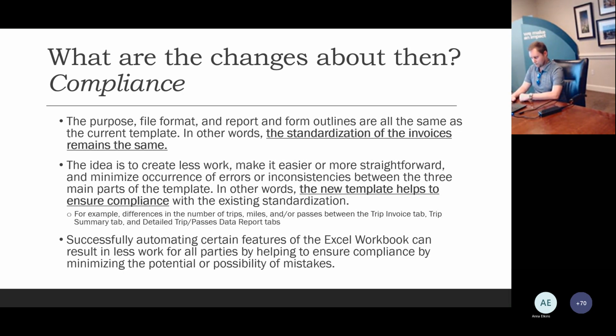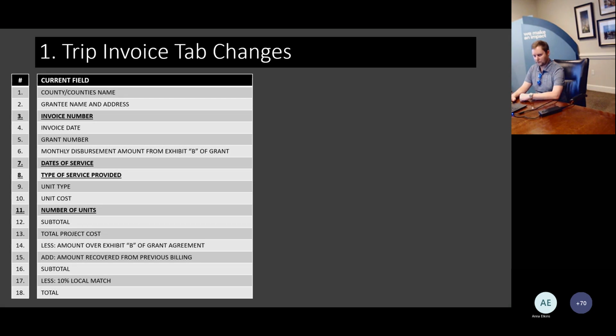So starting with the first major part of the invoice template. Currently, there are 18 fields in the trip invoice tab that are filled out. Of those 18 fields, you'll notice right here, I've only got 4 of them bolded and underlined. So those are the only 4 where we're making a change from the current invoice template.